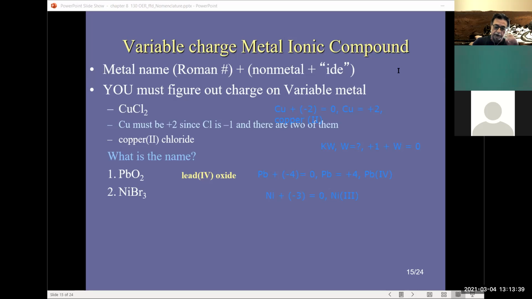And that is the nickel that's being used for that formula. So we got nickel, Roman numeral 3, bromine. Okay, manganese.